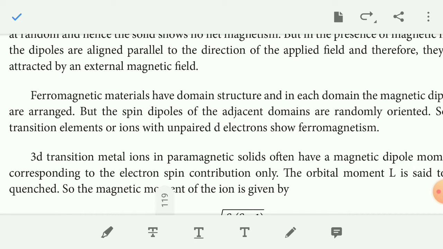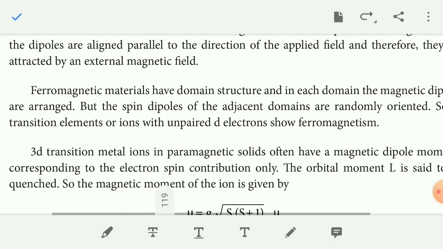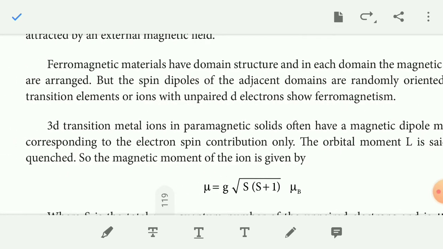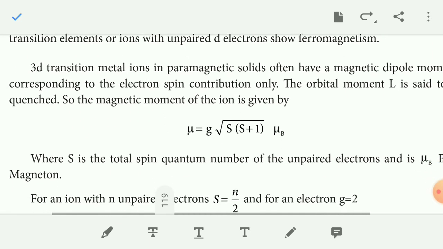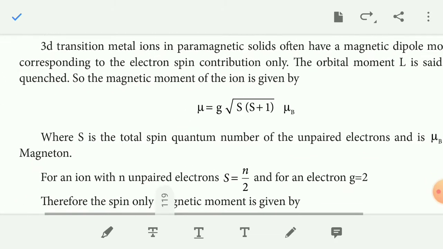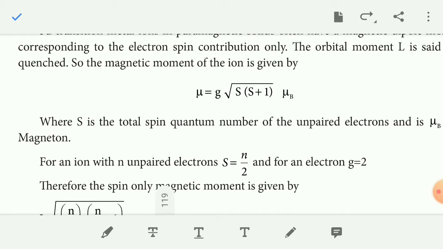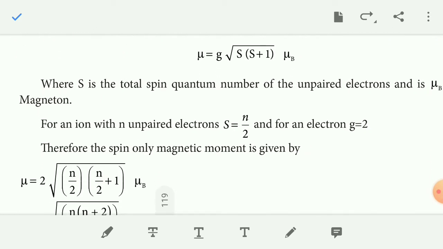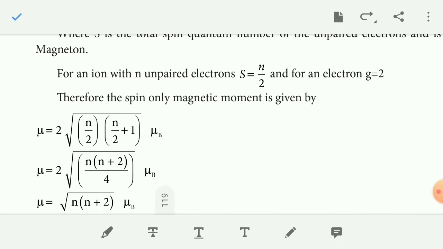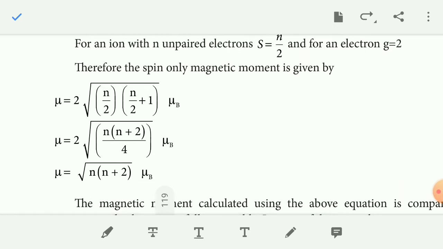In 3d transition metal ions, they are paramagnetic. We already said that most 3d transition metal ions are paramagnetic, because the magnetic dipole moment corresponds to the electron spin contribution only, so the orbital moment L is said to be quenched. The magnetic moment of the ion is given by mu = g root of S(S+1) BM, where S is the total spin quantum number of the unpaired electrons and BM is the Bohr magneton. For an ion with n unpaired electrons, S = n/2, and for an electron g = 2. Therefore the spin-only magnetic moment is mu = 2 root of (n/2)(n/2 + 1) BM. Simplifying, mu = root of n(n+2) BM.